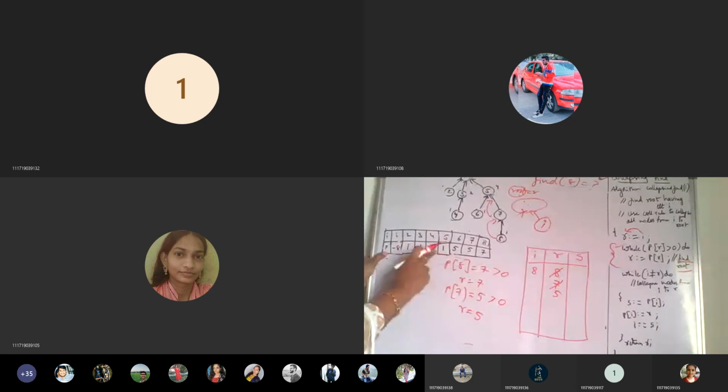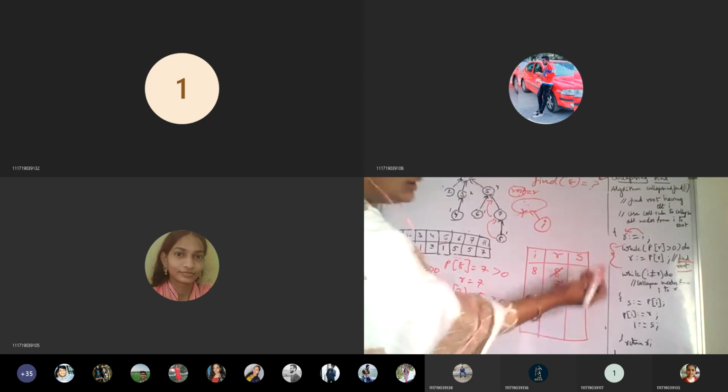So P of R greater than 0. So P of 5 is 1. P of 5 is equal to 1, which is greater than 0. And then R is equal to 1. So then next is the condition. P of 1 is greater than 0. P of 1 is equal to how much? P of 1 is equal to minus 8. Is it greater than 0? No. So it will come out.